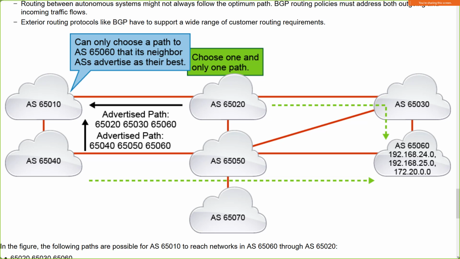So it might be 10 to 20 to 30 to 60. It might be 10 to 40 to 50 to 60. It might be 10 to 20 to 50 to 60. It might be 10 to 40 to 50 to 30 to 60, whatever it might be. And again, generally speaking, the shortest AS path is the one that we're going to choose.